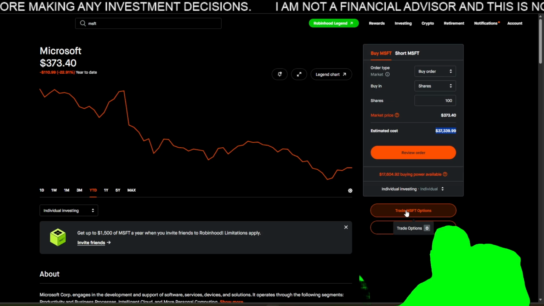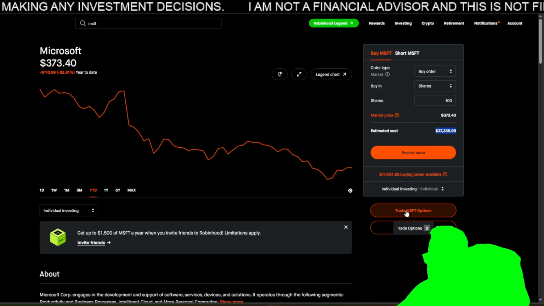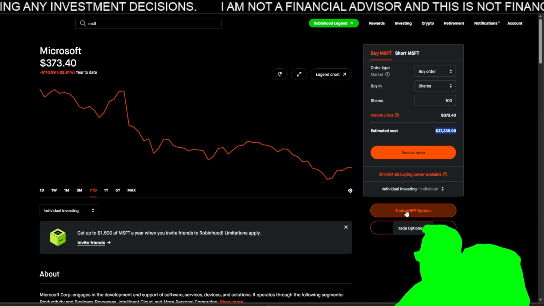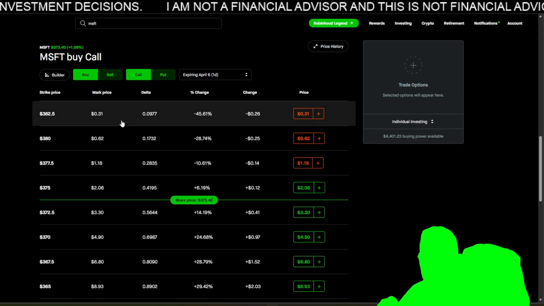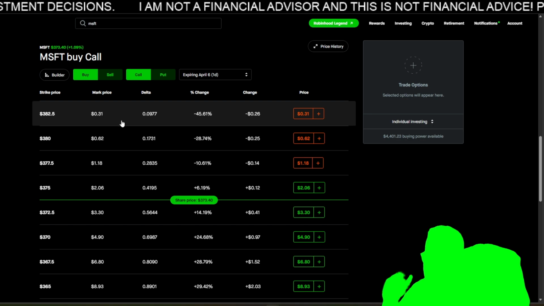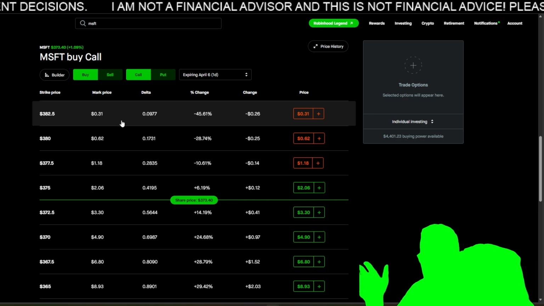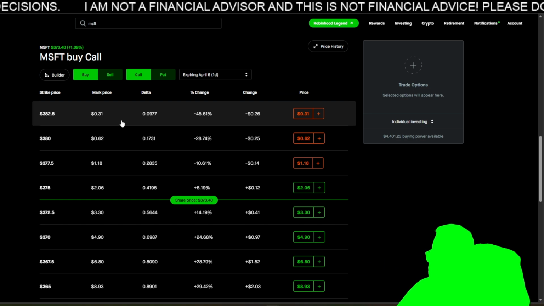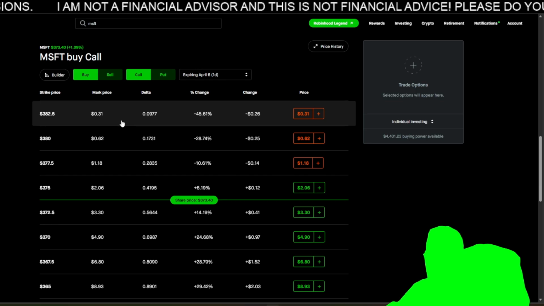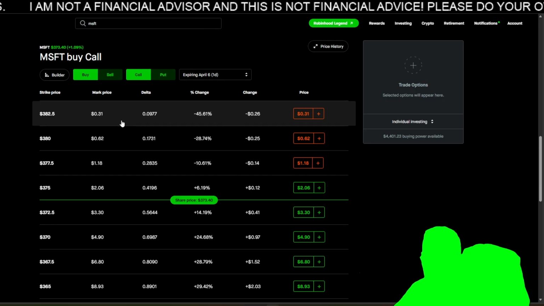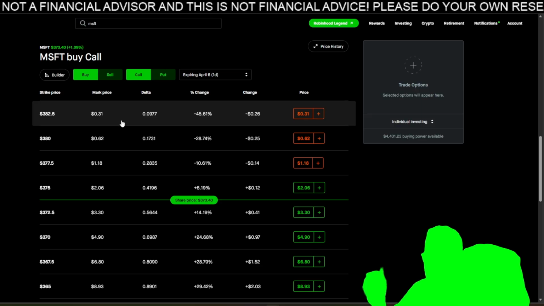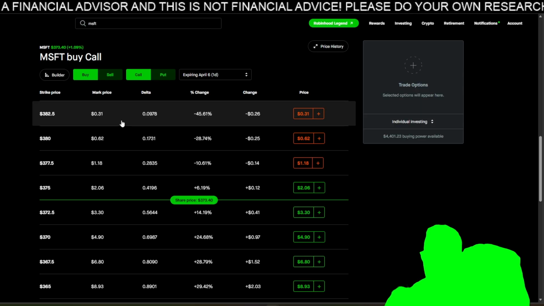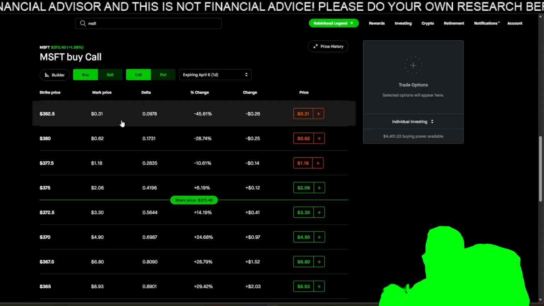So you're going to go over here to where it says trade Microsoft options, right above my nice silhouette here. And what you're going to see is the options chain. Now, the options chain trades on what's called contracts. And each contract is equivalent to 100 shares. So that's why, instead of buying 100 shares for $37,000, these contracts give you access to 100 shares at a much cheaper price. You're able to control 100 shares' worth at a much cheaper price.